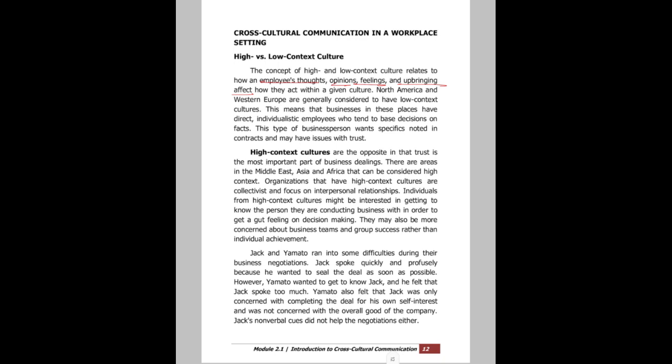Let's say, for example, in North America and Western Europe, they are generally considered to have low context cultures. This means that the businesses in these places have a direct, individualistic employees who tend to base decision on facts. So now, let us first define what is the difference between high context and low context culture. So take note of the following points that I will say.